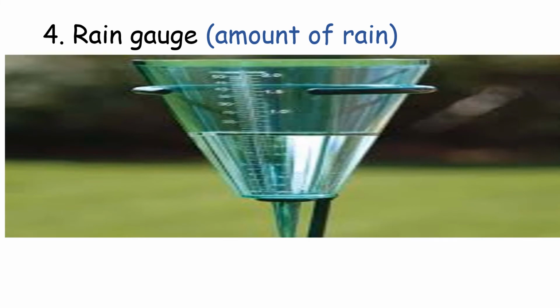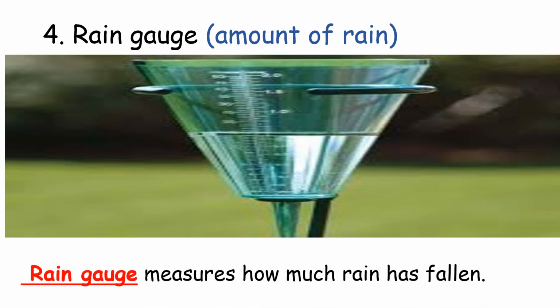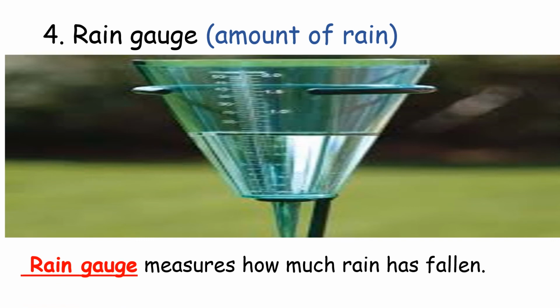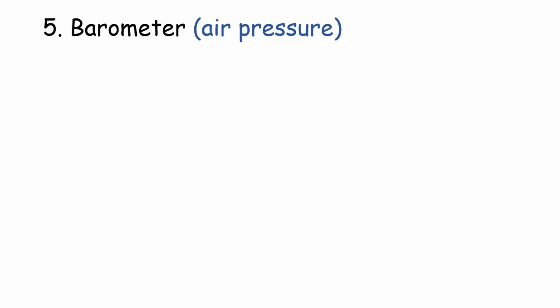It's like a measuring cup because it has what? It has numbers. So a rain gauge measures how much rain has fallen. Let's go to the last tool that we use to measure the weather, the barometer. Barometer, between two brackets, air pressure.